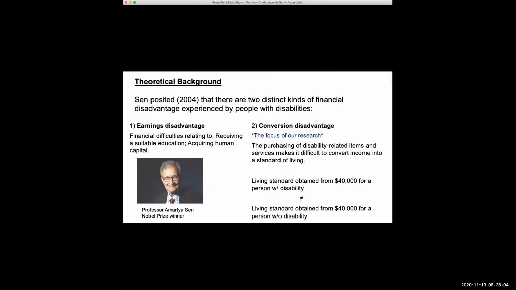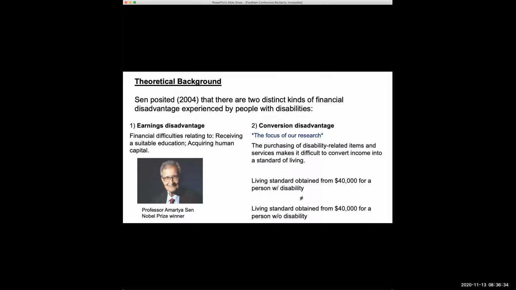The main theoretical framework that undergirds our study comes from the economist Amartya Sen, who discussed two distinct kinds of financial disadvantage that people with disabilities face. The first that he discussed is the earnings disadvantage, which results in financial hardships from not having enough access to things like suitable education or opportunity to acquire human capital. And then the second financial disadvantage that he talks about, which is the one that we focus our research on, is called a conversion disadvantage.